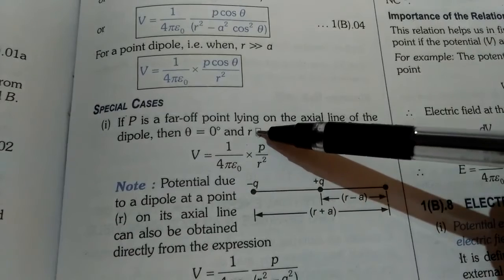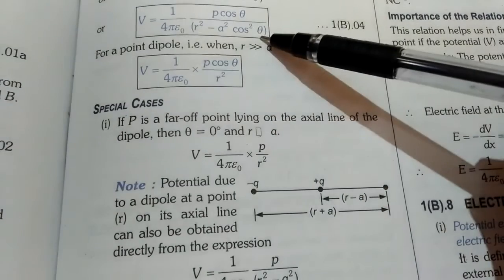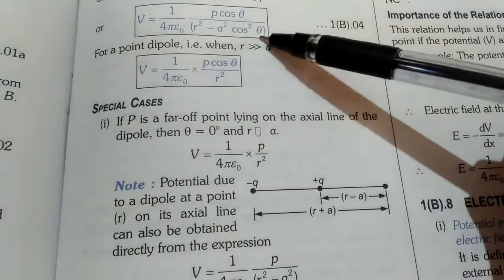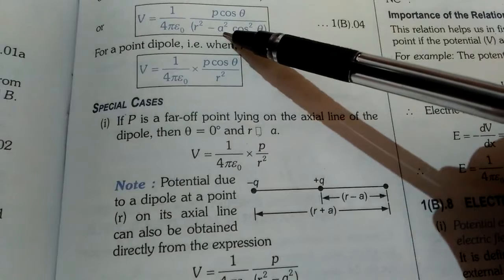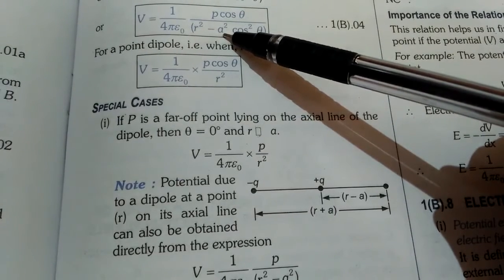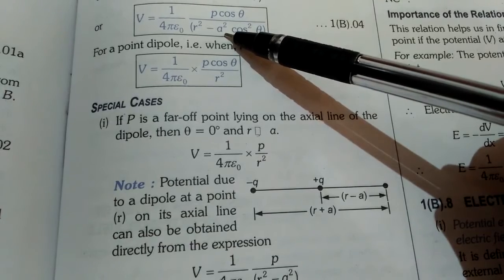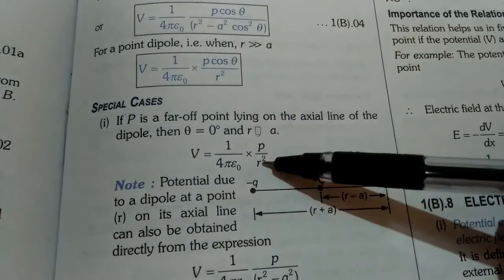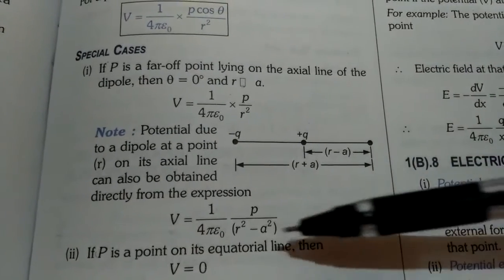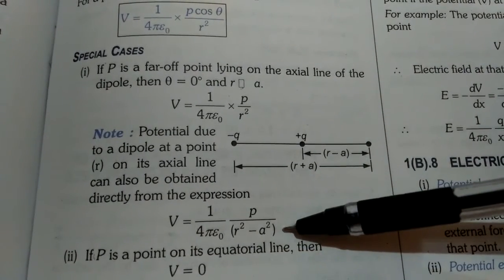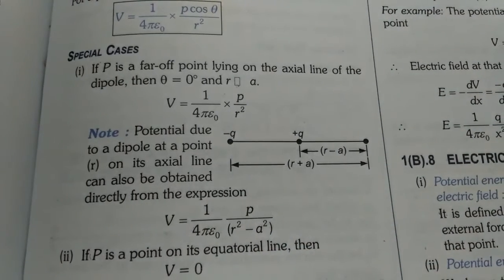In case when r is not so large, at that time what happened? When we put theta equals to 0, only cos theta will become 1 and the denominator will be r square minus a square. In case of a normal dipole, we get r square minus a square, but in case of an ideal dipole, we get only r square because a will be neglected. Now, here you can see it is written there: r square minus a square if r is not very large.